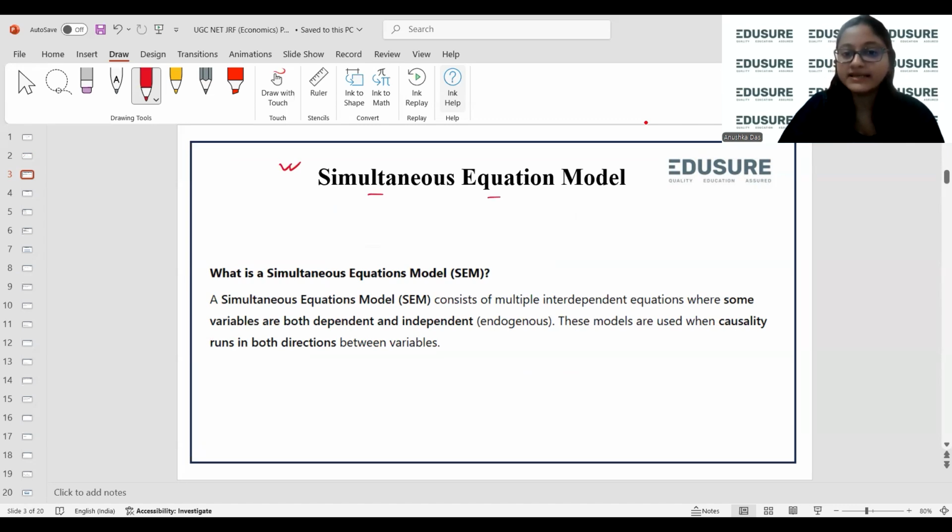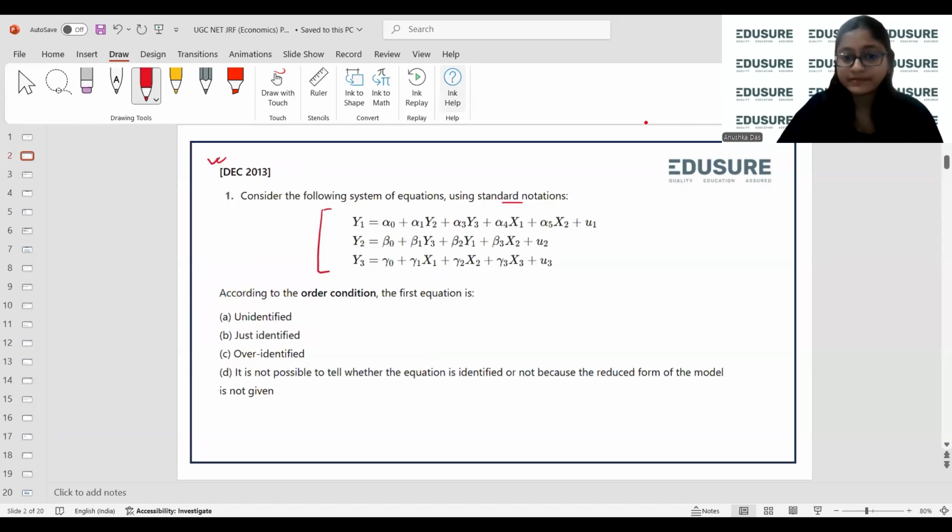So what is a simultaneous equation model? Simultaneous equation model, which is in short known as SEM, consists of multiple interdependent equations. If you see here in this particular equation, you have three systems of equation, where there is bivariate causality, so bidirectional causality. Basically x causing y and y is again causing x.